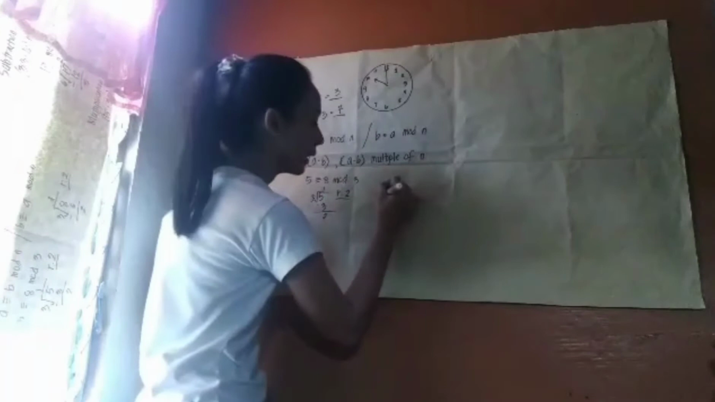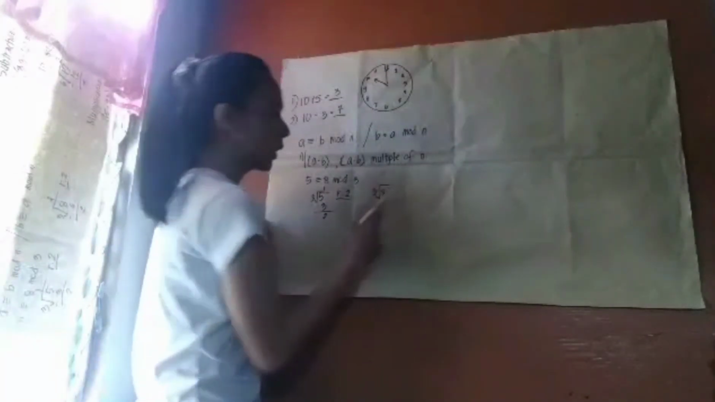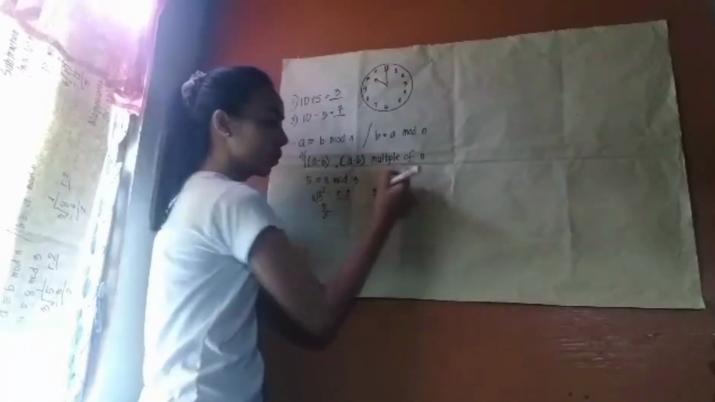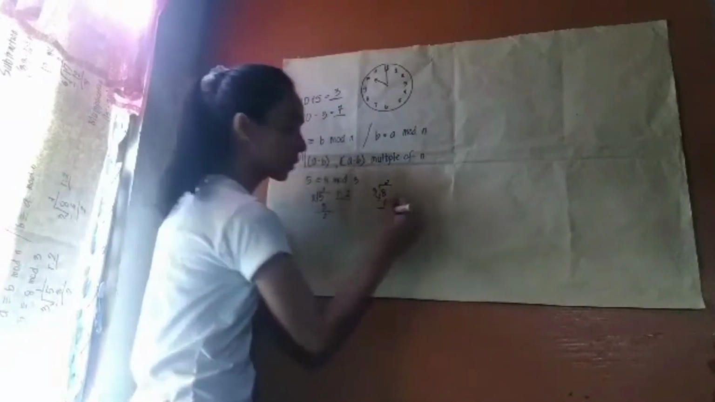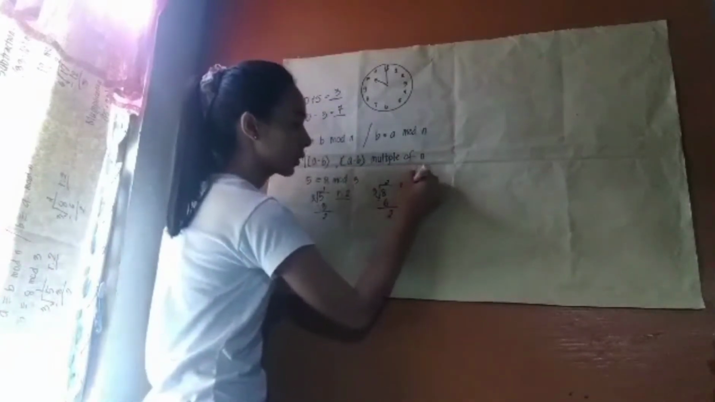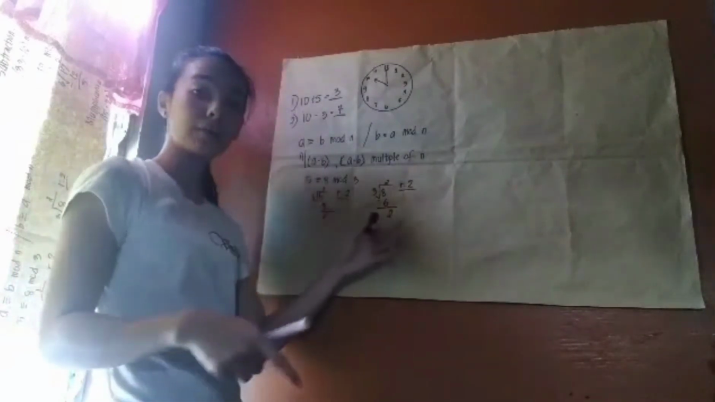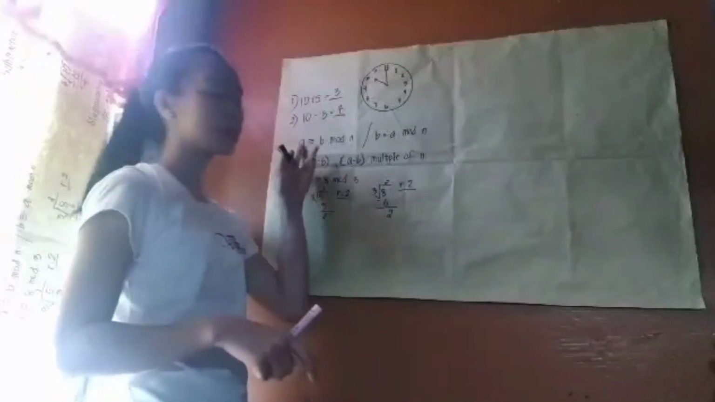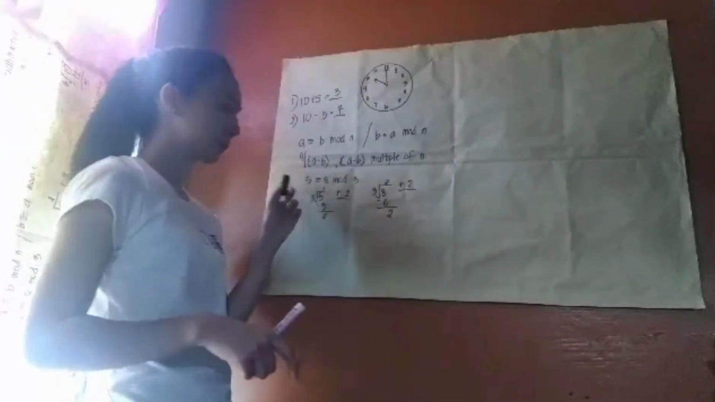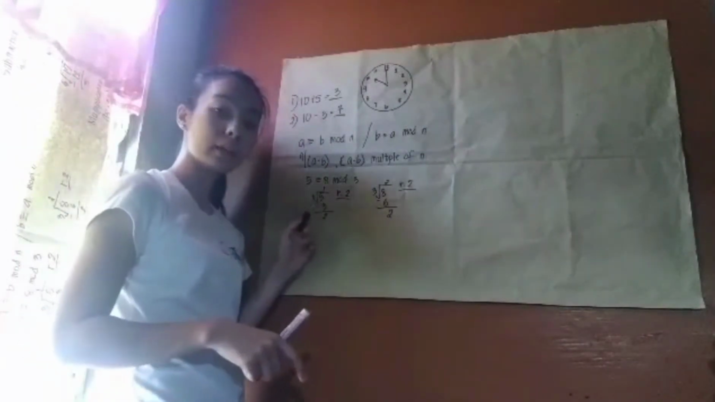How about the second number, which is 8? 8 divided by 3 is 2. 2 times 3 is 6. 8 minus 6 is 2. So the remainder is 2. Do they have the same remainder? Yes. So definitely, the first rule says that this given is congruent.